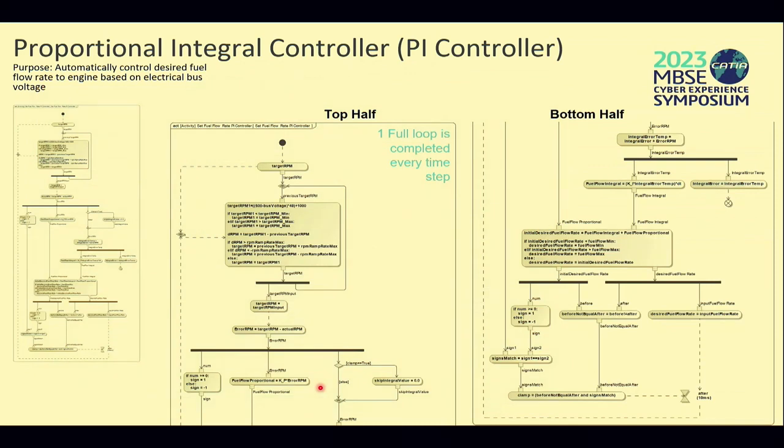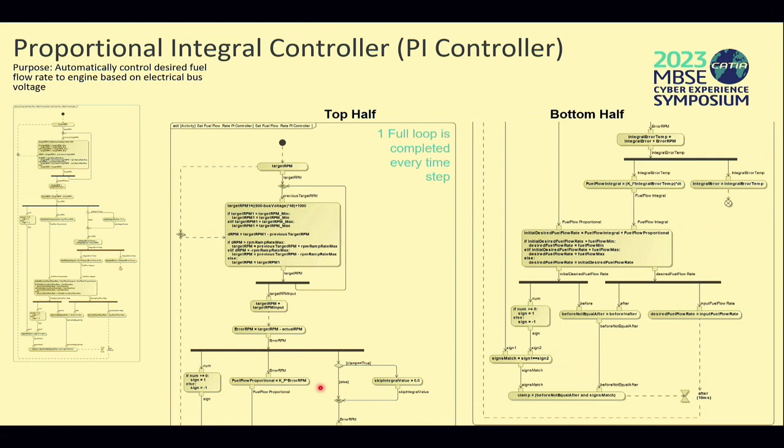This is a high-level view of the PI control loop, or the PI controller, that is doing that proportional integral control. The whole purpose of this activity is to control the fuel flow rate of that engine based on the voltage of the bus. So this is really what makes this whole model work: we want this thing to automatically control its engine RPMs, but do that based on the target RPMs and the voltage of the bus.